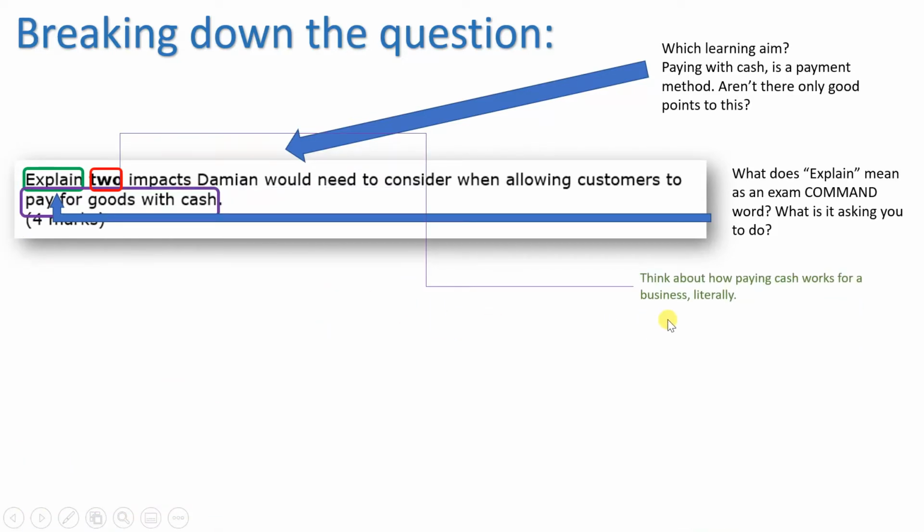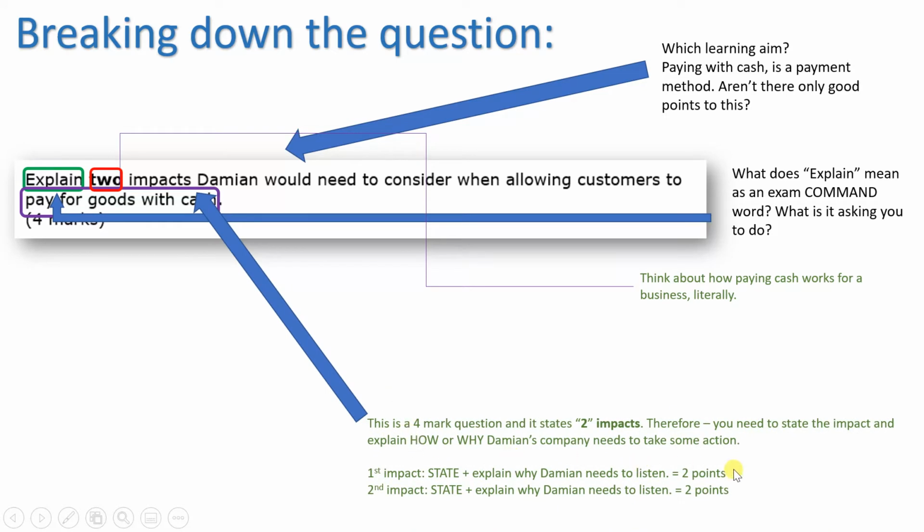Hopefully by now you start thinking about how cash works for a business. So if you think of perhaps say a shop or a workshop, if a customer's paying for something, literally how does the customer hand over their money and what does the business do with the money? Let's really look at the 4-mark question, what it's asking. It's asking for you to state 2 impacts. Therefore, to get 4 marks, you need to state and add the explanation of how or why Damien's company needs to take some action. So a good formula to look at would be state plus explain why Damien needs to listen to you. And obviously doing that twice.